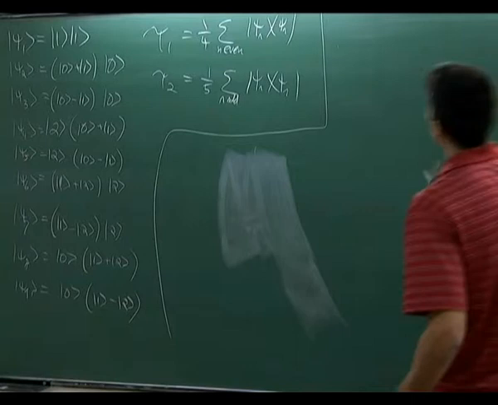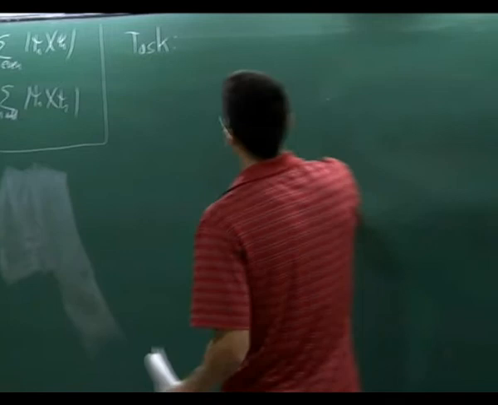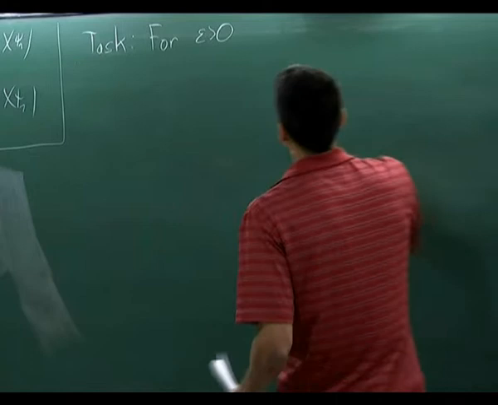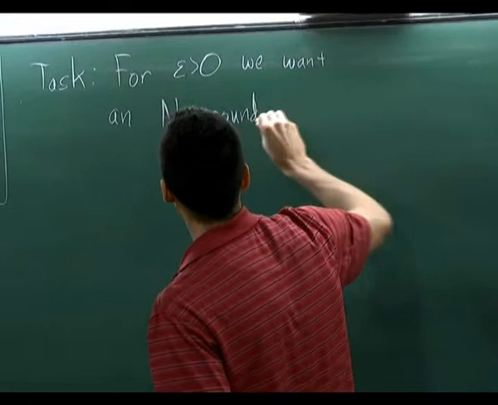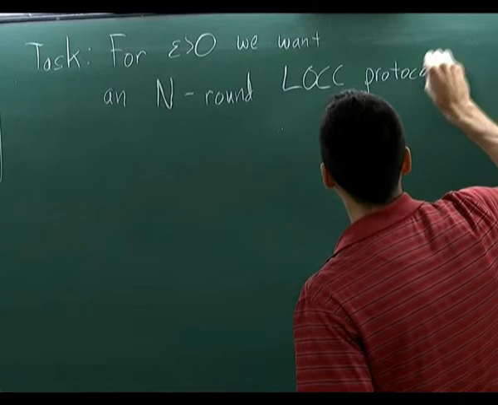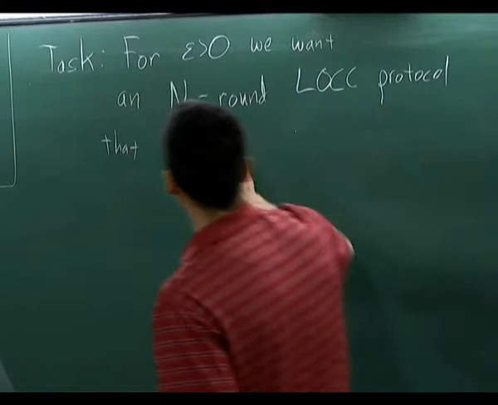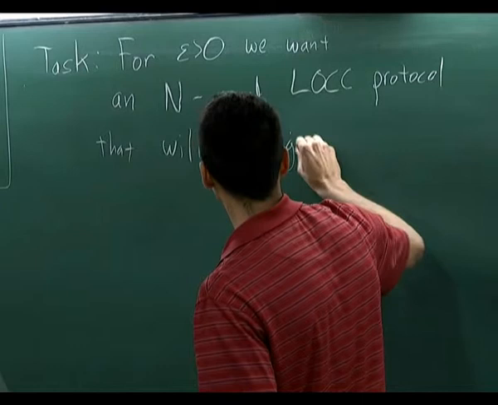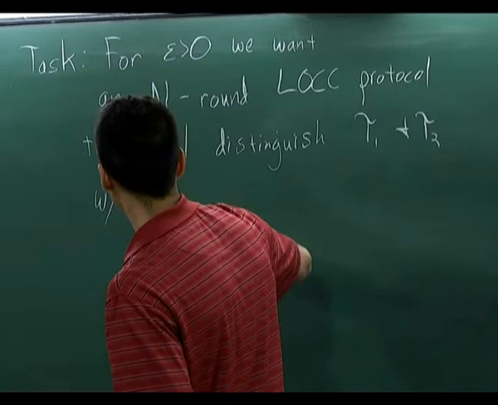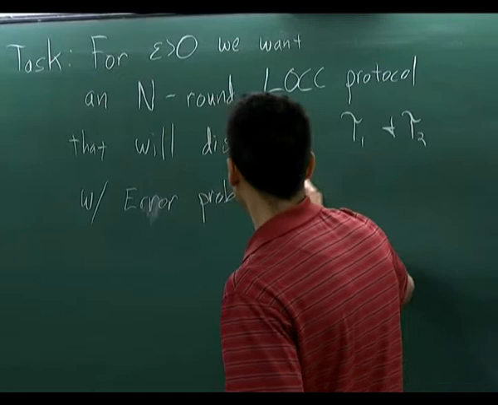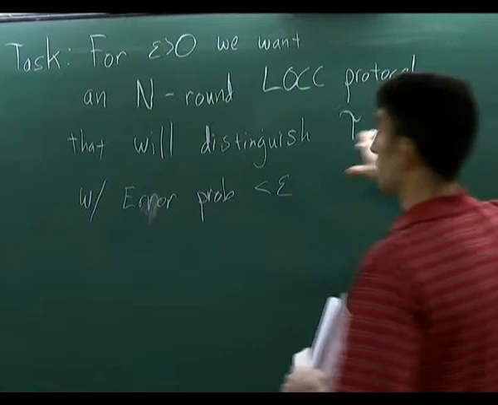All right, so the task is that for every epsilon, we want an n-round protocol, a finite rounds LOCC protocol, that will distinguish tau 1 and tau 2 with error probability less than epsilon. And if we can do this, then we will have shown that these are distinguishable by the closure of LOCC, right?